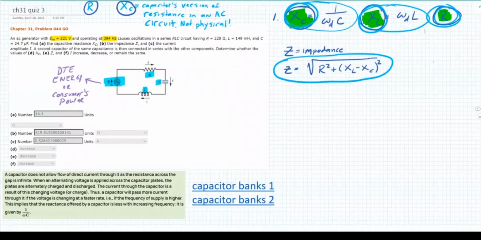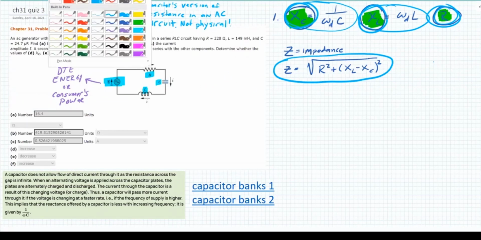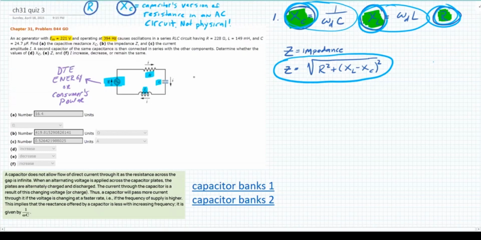All right. So here's the impedance. This is the aggregate result of capacitive reactance, inductive reactance, and resistance. This is the aggregate result of all of these resistors. Now, as I was saying before I sidestepped here, probably the most challenging part of chapter 31 is this notion called phasors.